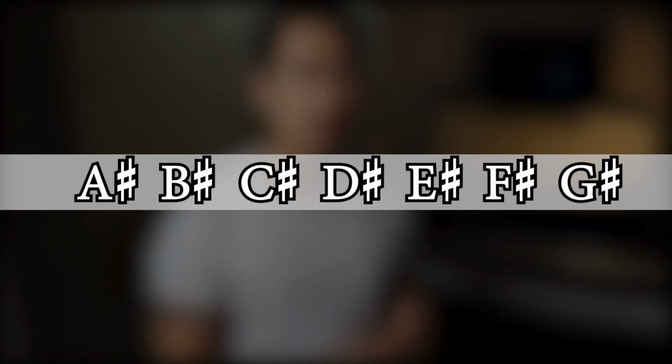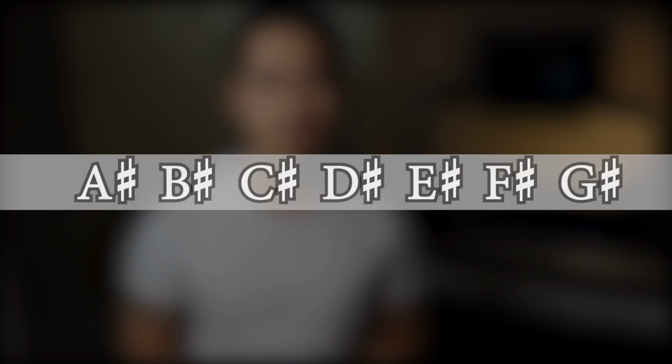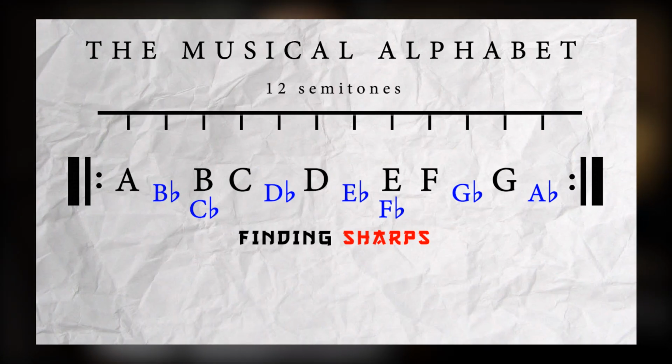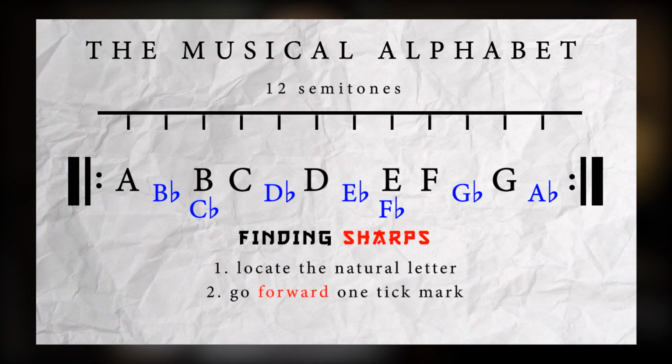Let's go back to our ever-expanding musical number line. To find where an A sharp is, we need to go in the opposite direction than when we were trying to find an A flat. A sharp is one tick mark after A. What does that make A sharp and B flat? Exactly, they're enharmonic. The same thing is true with all other sharps.